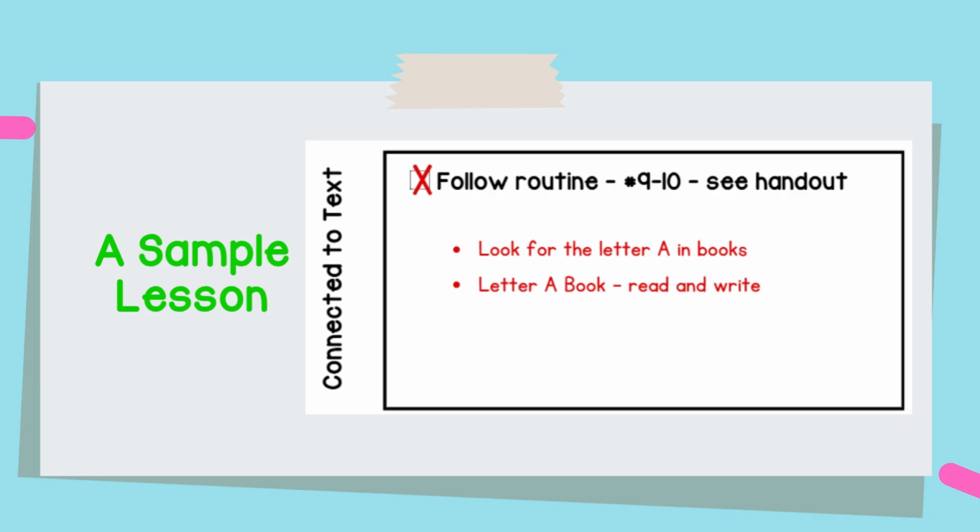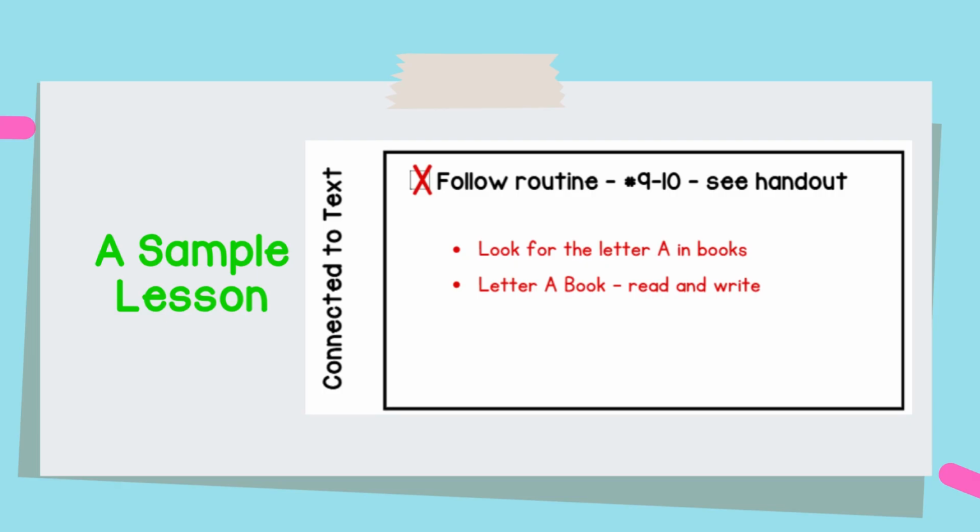And then in my connected to text, we're going to look in books that they have for the letter A. They're going to quickly find them. I'm only going to spend like a minute. I'm going to give them a minute word hunt to find those. And then we're going to go into the letter A book and we're going to read that book and do the writing activities in that book. There's that handwriting piece in that book. There's also a beginning part of the book where we can do some blending together.